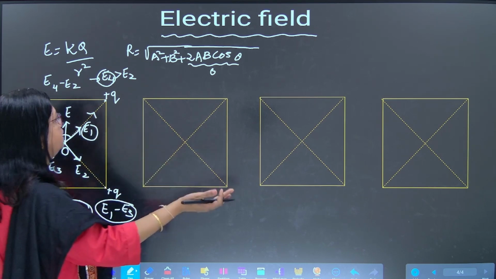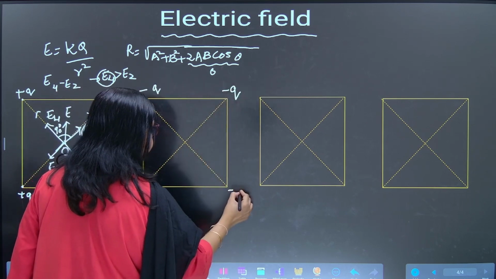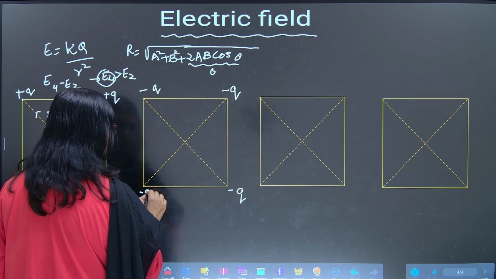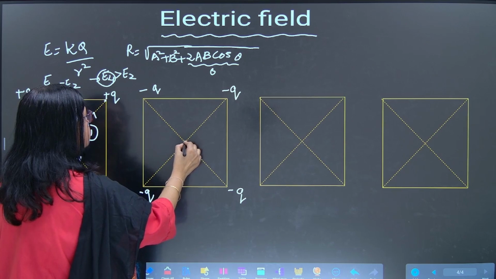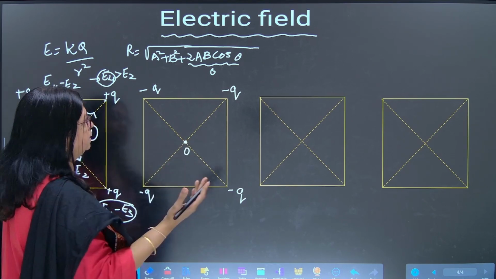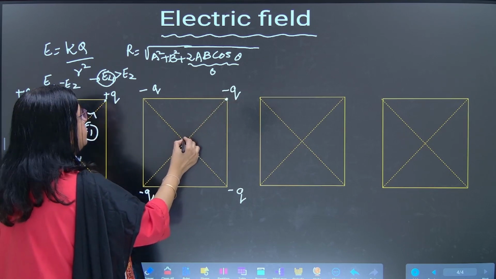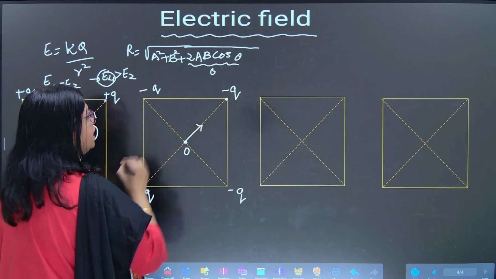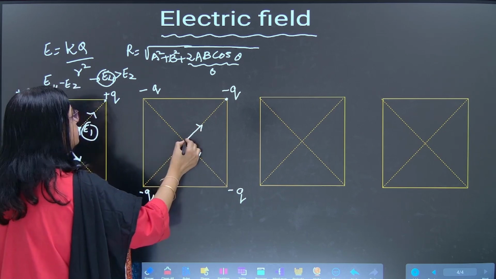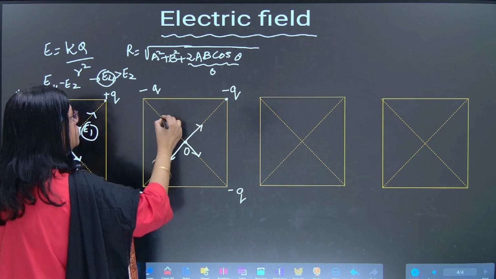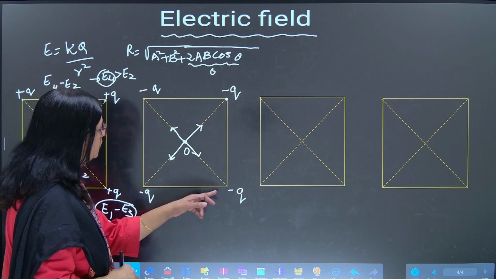Fine. Now let us consider all the charges negative. All the four charges are negative. Again we will use the same method. The question is find the electric field at O. What we will do? This is the charge, this is the point. Go inwards towards the charge. This is the charge, this is the point. Go inwards. This also go inwards towards the charge. Why? Because this is negative.